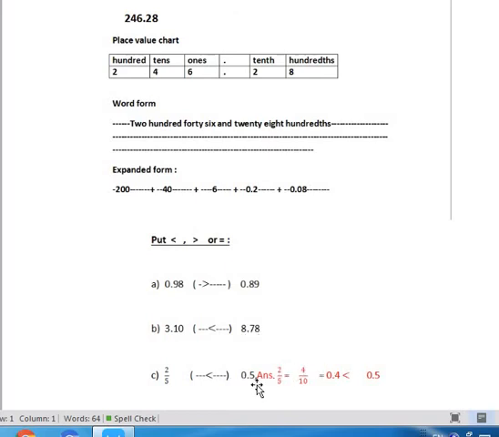I have here 0.5 and 2/5. What's 2/5? I want to convert the fraction into a decimal. How can I do it? 2 divided by 5, or I can convert 5 into a multiple of 10. So I'm going to multiply 5 by 2 equals 10, and 2 times 2 equals 4. So 4/10 equals 0.4, and 0.4 is less than 0.5.